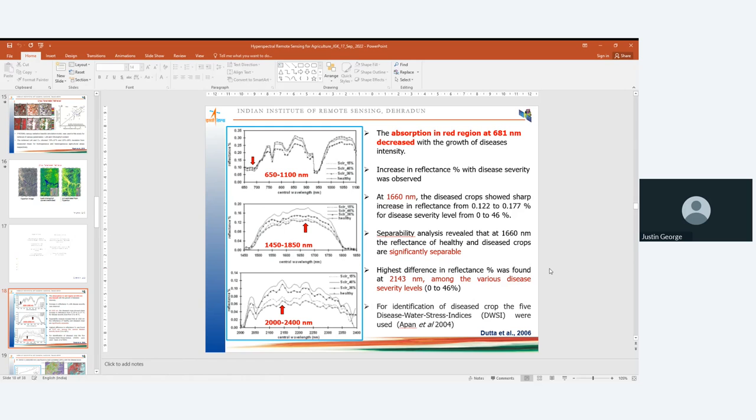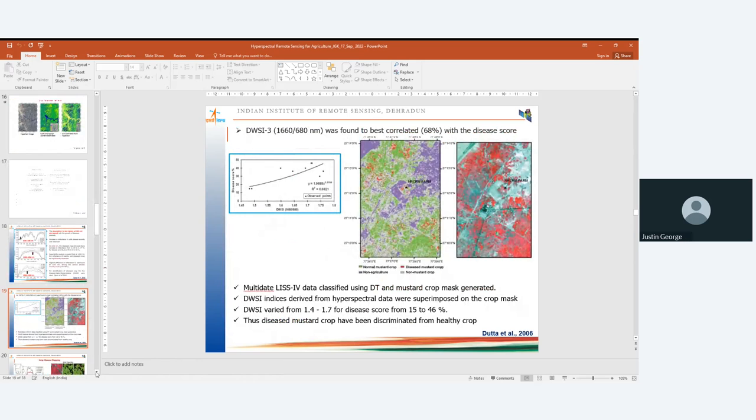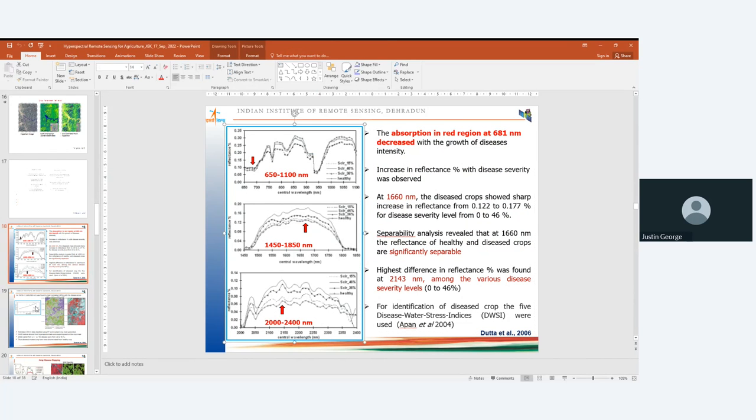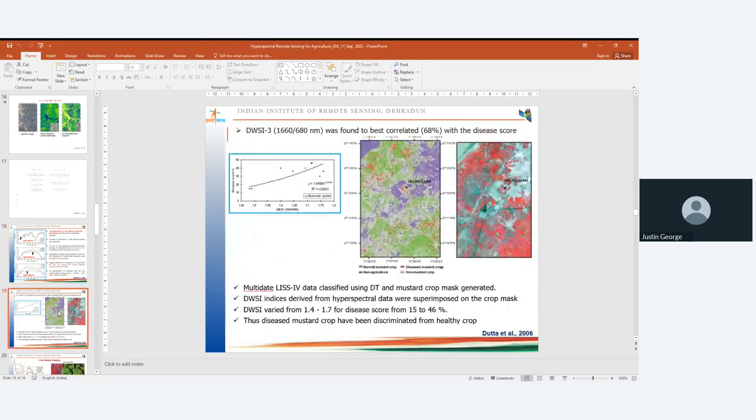For the identification of various diseased crops, the stress and the variations in the reflectance can be due to diseases, or they can be due to water stress because of drought conditions. So in order to identify them, disease water stress indices are widely used, using different band combinations. Here the 1660 nanometer we have identified in this wavelength range, and the 680 nanometer ratio gives the disease water stress index, DWSI-3, which was found to be the best correlated with the disease score.